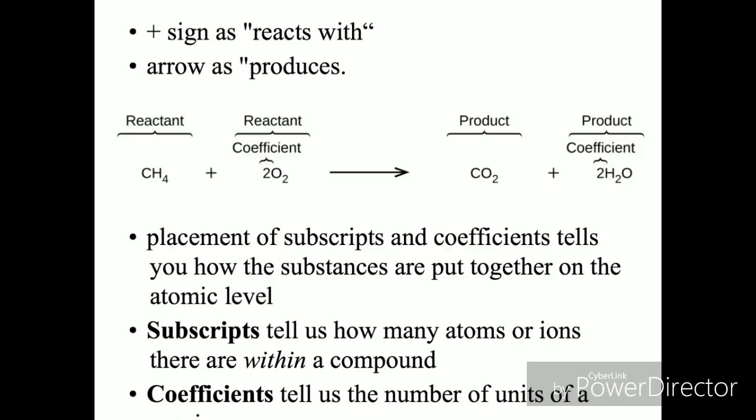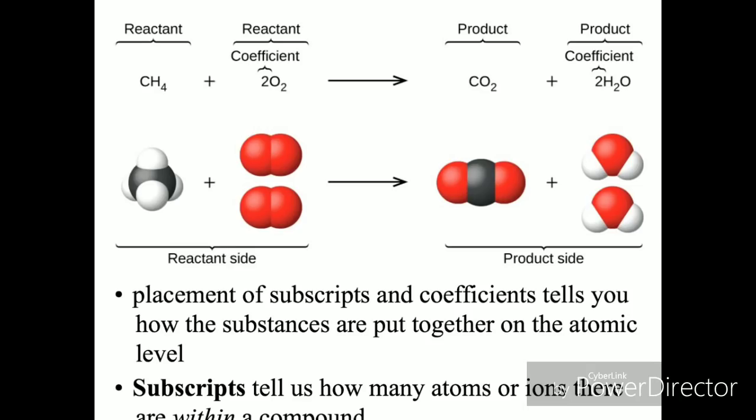But sometimes we have these larger numbers in front of a compound. These larger numbers are called coefficients, and these tell us how many of these formulas are present. So, for instance, where we have the 2 in front of the waters, that means we have 2 waters. So again, you can see the subscript tells us how the substance is put together at the atomic level, whereas the coefficient tells us how many of those items we have.